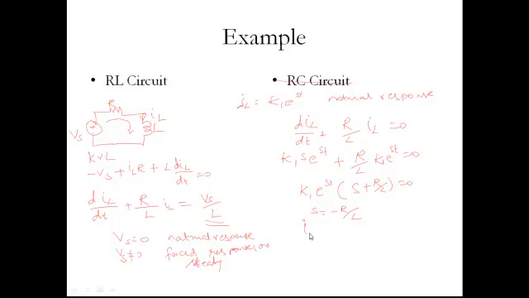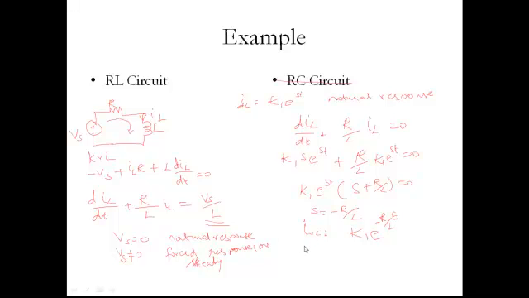The natural response is nothing but k1 e power minus R by L into t. Next, you need to know the forced or steady state response. What is the forced or steady state response? Inductance will become a short circuit under steady state. So, if inductance becomes short circuit under steady state, what is the current through the inductance? It's nothing but Vs divided by R.